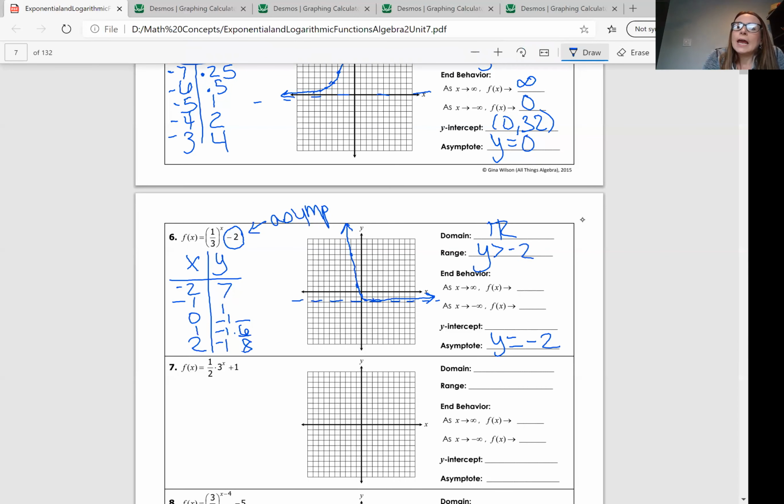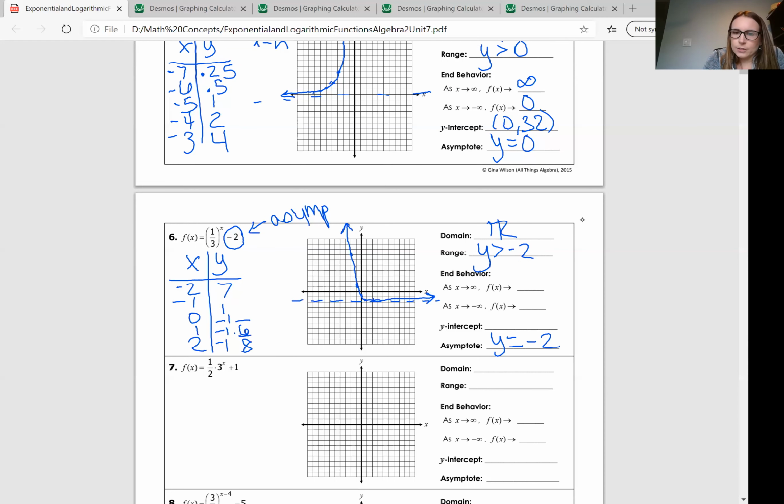Next, end behavior. Hopefully you guys are good on end behavior. The more we do it, hopefully the more you understand it. So as x approaches infinity, all of these positive values, what's happening to your y value? Well, if you look at your graph, it keeps getting closer and closer to -2, your asymptote. As x approaches negative infinity, so here are your negative numbers, what's happening to your graph as x gets more negative? Well, it's getting more positive, so it goes to positive infinity.